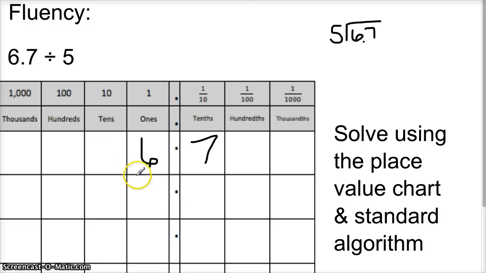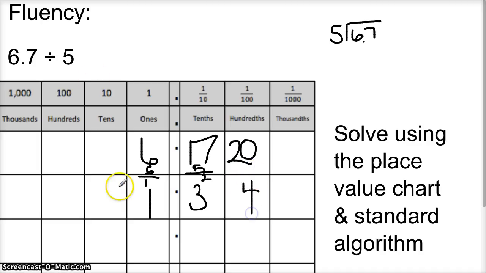Okay, I know that 5 can go into 6 one time, and 1 times 5 is 5, and that leaves me with a remainder of 1. So I'm going to carry that over, and that becomes 17. 17 divided by 5, the closest I can get is 3. I'm going to add a placeholder 0. It doesn't change anything. My original number was still 6.7. But I know 5 times 3 is 15. And that leaves me with 2 left over. So that 2 carries over here. And now 20 divided by 5 equals 4.